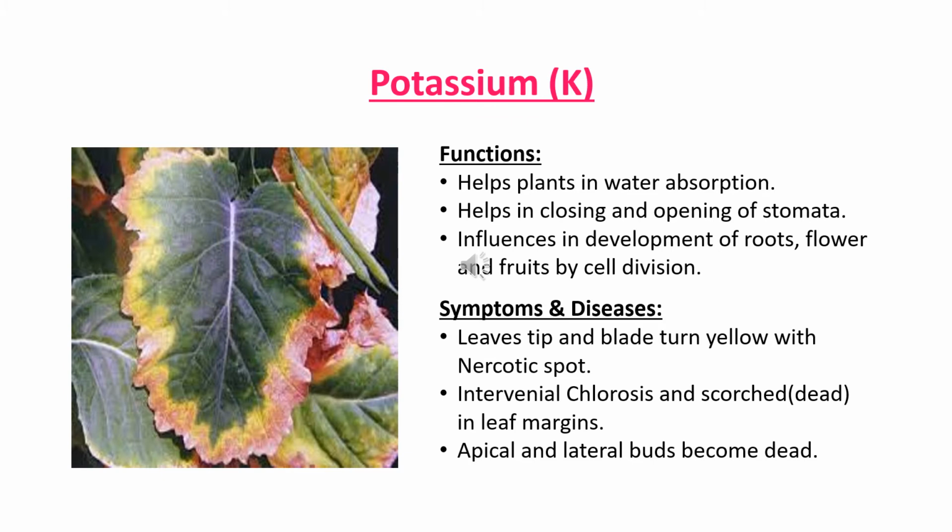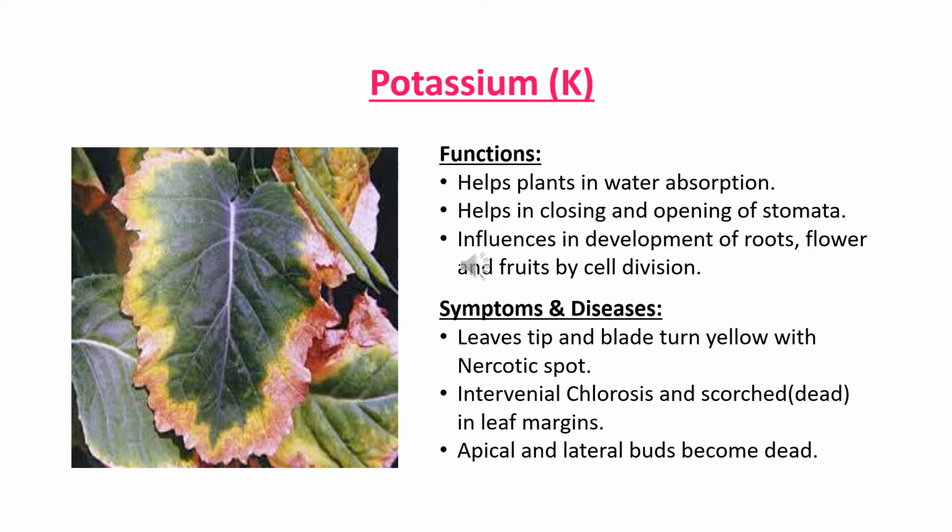How is it happening? When potassium lets the water amount in the plant be more, then the guard cells in the stomata always stay turgid. So if there is turgidity, that lets the stoma open, and more carbon dioxide can enter and more food can be produced by photosynthesis. In this way it is helping. And when the amount of water is less, it also closes the stoma, and no more water can evaporate through the stomata. Another important function is that it influences development of root, flower and fruits by cell division.